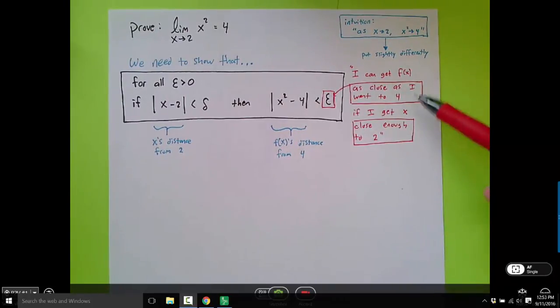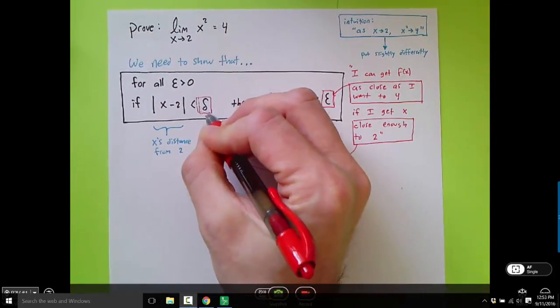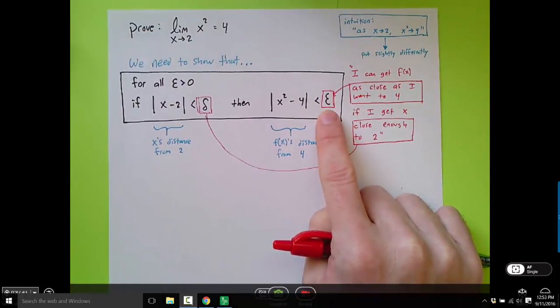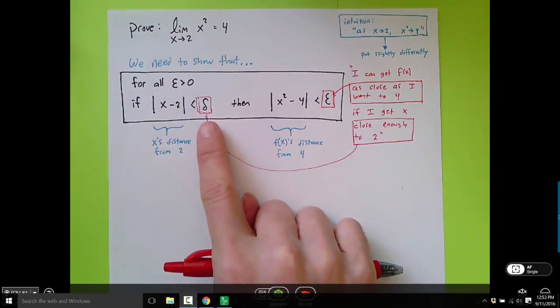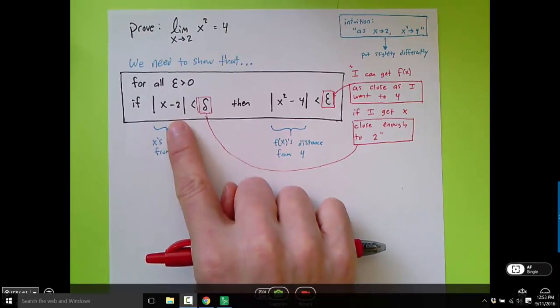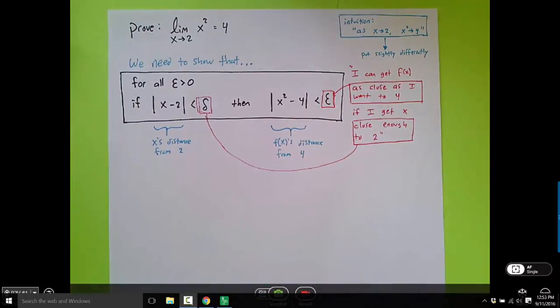So if I'm saying that I can get f of x as close to 4 as I want, if I can get x close enough to 2, the question would be, well, how close does x have to get to 2 in order to make it happen? And that's what delta measures. So delta is some number where if someone says, I want f of x to be within 1/10 of the limit, we're going to say, okay, here's a number, and as long as x is within this distance of 2, I'm sure that we can get f of x within your distance of 4.